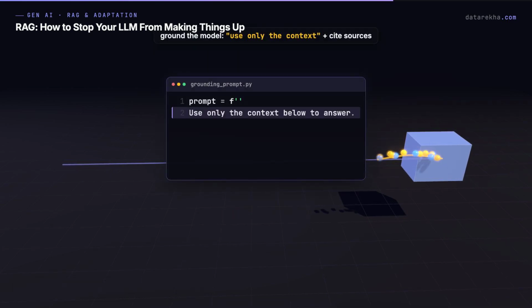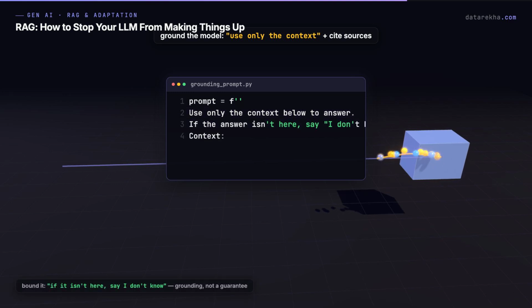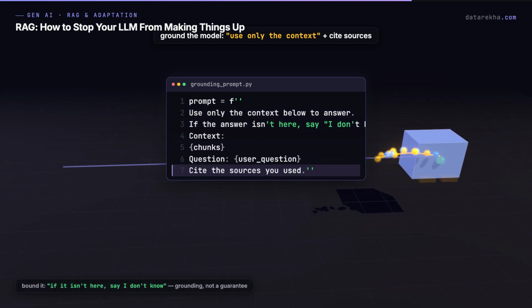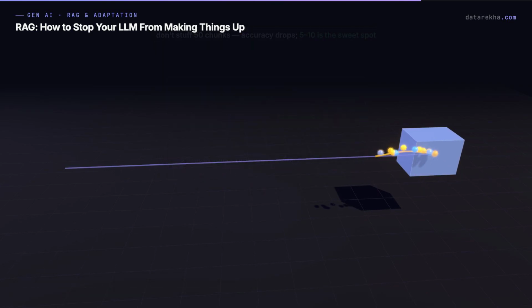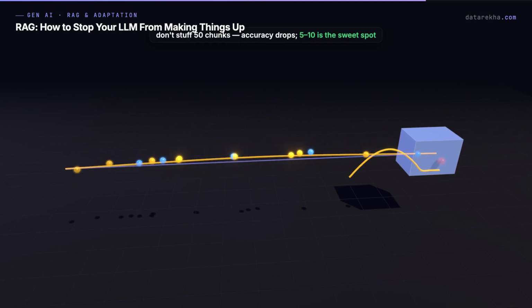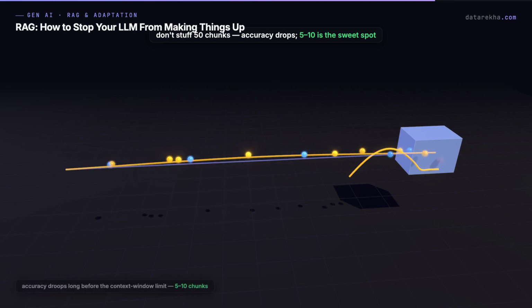Finally, the prompt itself. Use only the context below. If the answer isn't here, say, "I don't know." Then paste the chunks and ask it to cite sources so you can catch a hallucination fast. Resist the urge to stuff in 50 chunks. Accuracy actually drops off long before you hit the context limit. 5 to 10 chunks is the sweet spot.